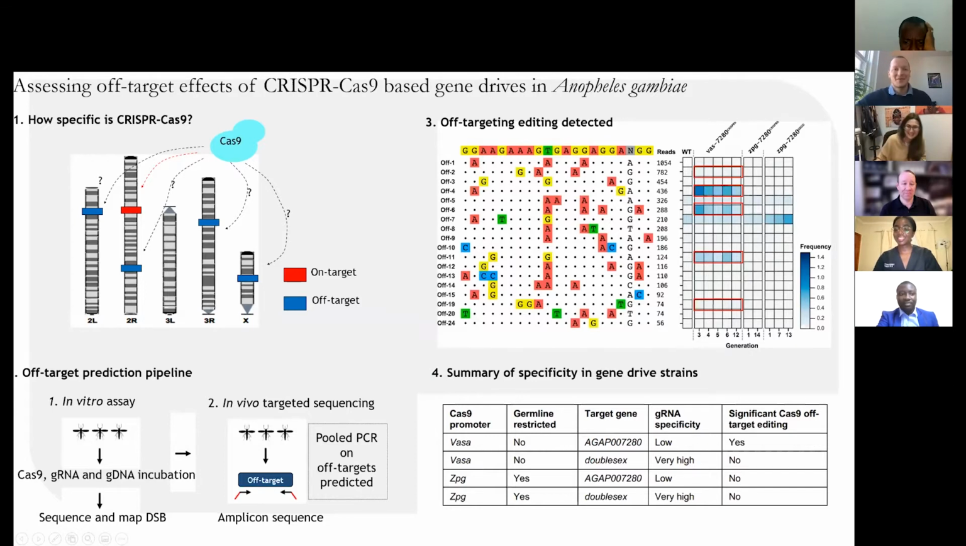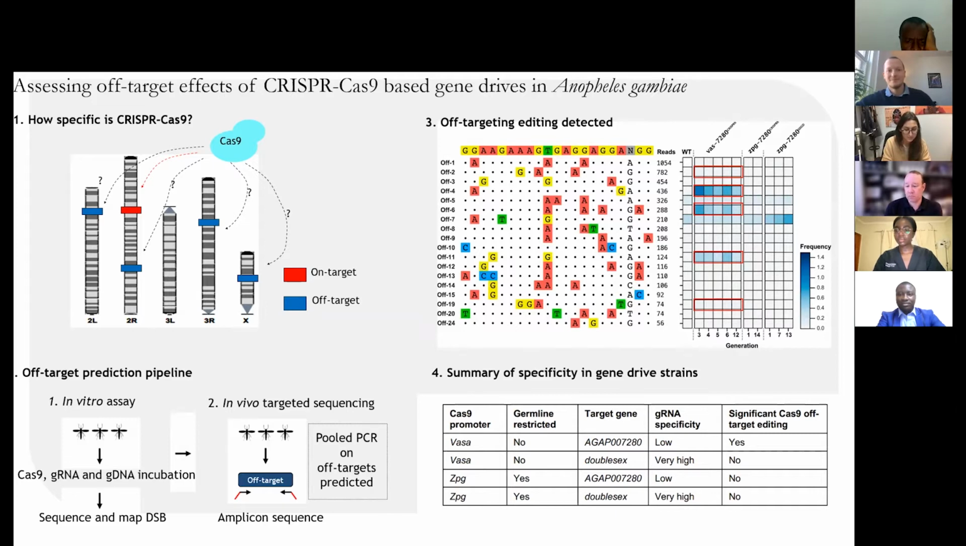So that was excellent. Thank you very much. You get the time, and we'll move on to the next slide. So we have Dr. William Garrood, who's at Imperial College London, and he's going to speak to us on assessing off-target effects of CRISPR-Cas9 based gene drives in Anopheles gambiae. Should I take it away, William?